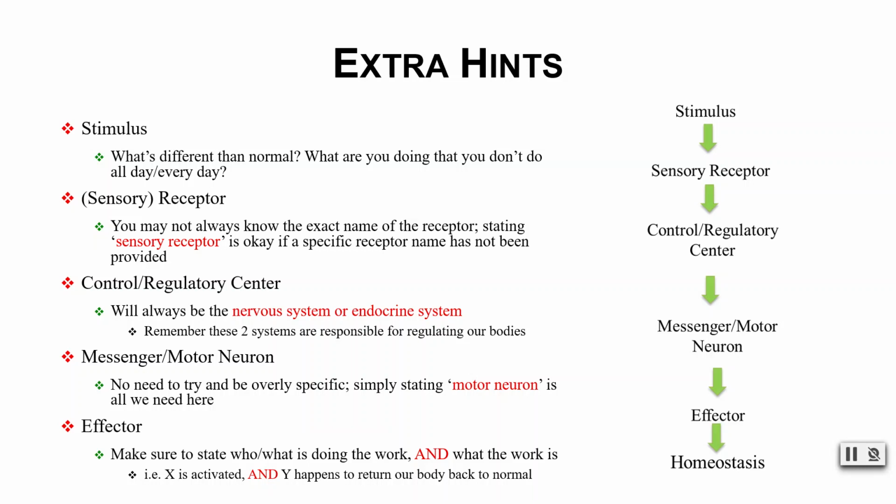When you talk about these examples, when you are asked for the effector, it's not just who did the work, it's what work is being done. So in our body temperature example, we activated the sweat glands. The sweating is the work that is being done to cool down the body. A complete answer would include both of those. It's who is doing the work and what work is being done.